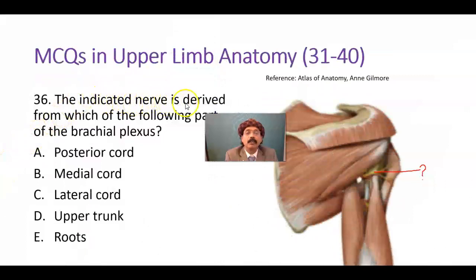The indicated nerve is derived from which of the following parts of the brachial plexus?